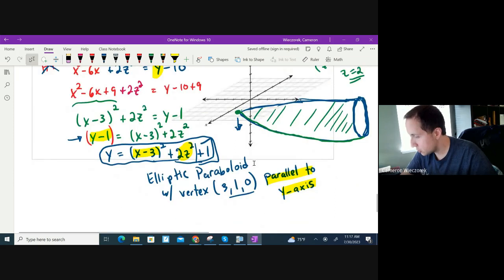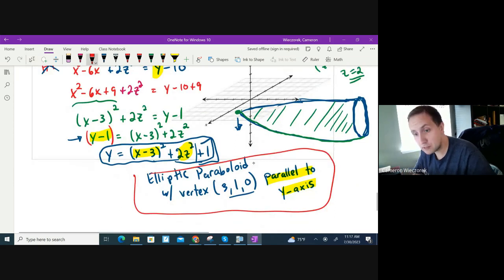Okay, that should do it for this section. And that wraps up chapter 12. Chapter 13, we'll be getting into space curves and some really cool concepts there. So, all right. Happy mathing.